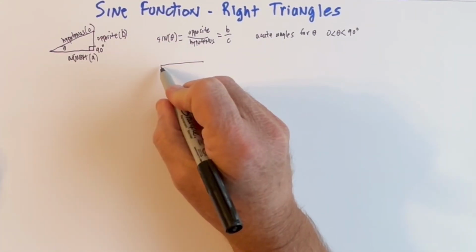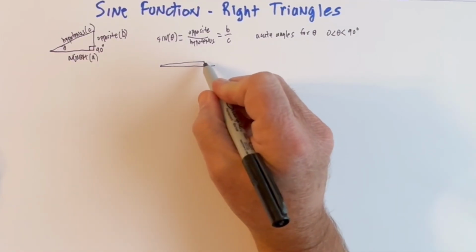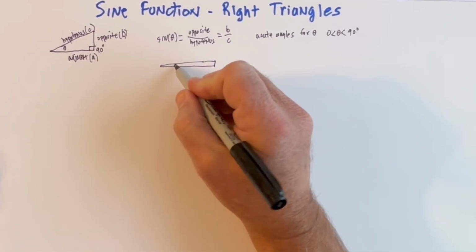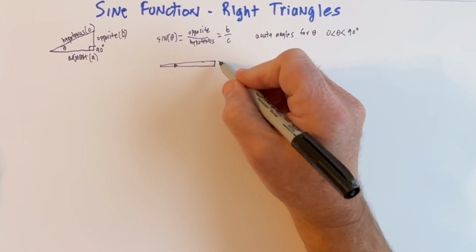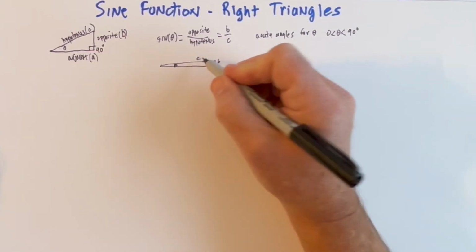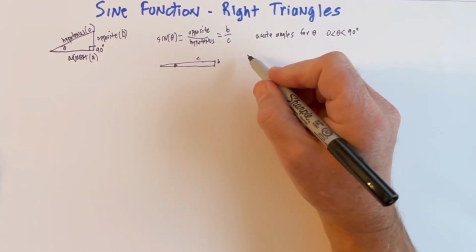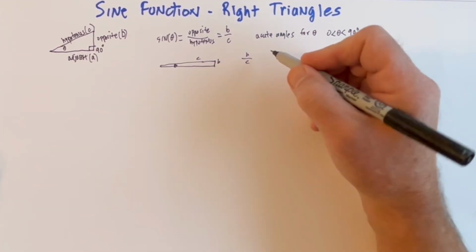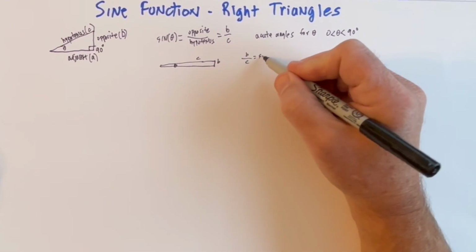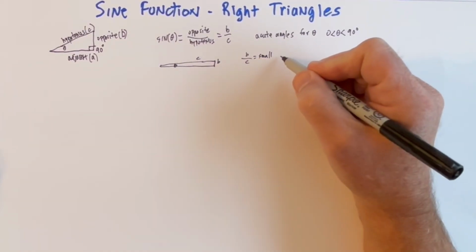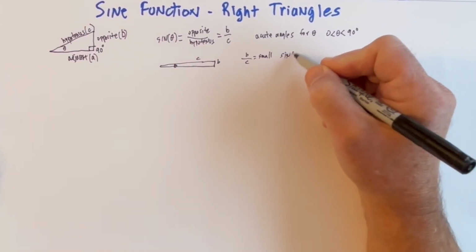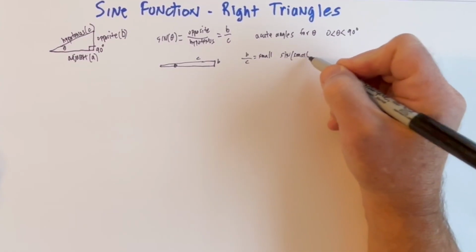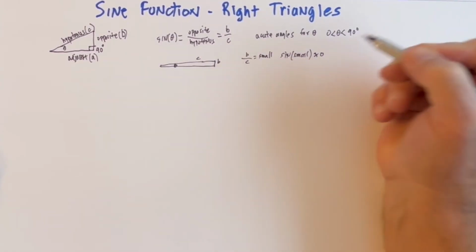Let's take kind of limiting cases here. Let's take the case where theta is real small. So there's our theta, this is going to be our opposite, and there's our hypotenuse. In this case, B is going to be small and C is large. So that's going to make this a small number, and so the sine of this small angle goes to 0.